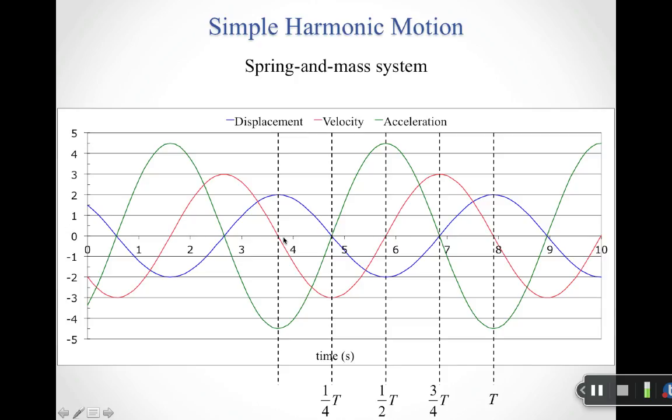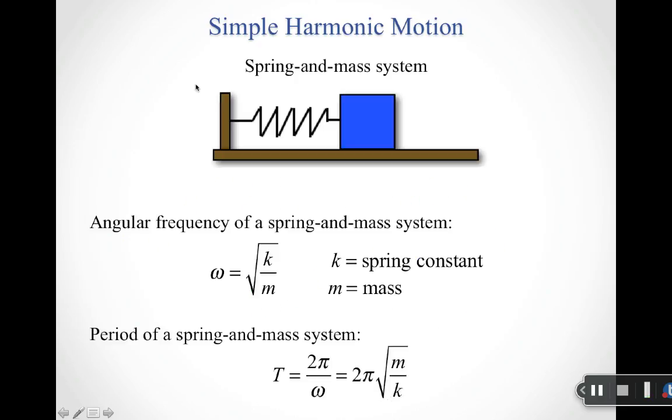The displacement and velocity curves are out of phase by 90 degrees, so that when one is at its maximum amplitude, the other one is 0. And then the displacement and acceleration curves are out of phase by 180 degrees. So they're both at maximum value at the same time, but one is positive and the other one's negative.